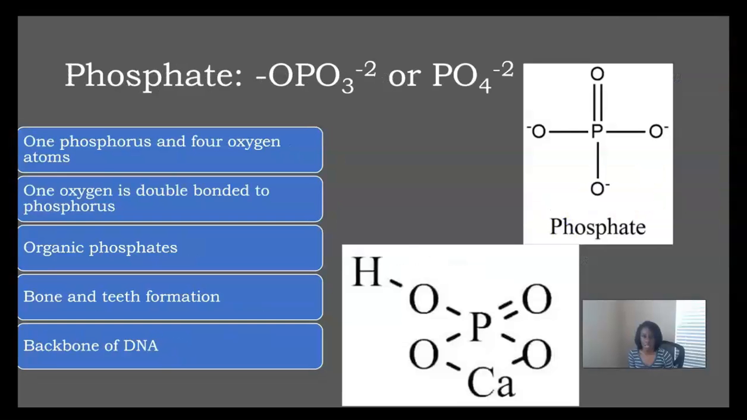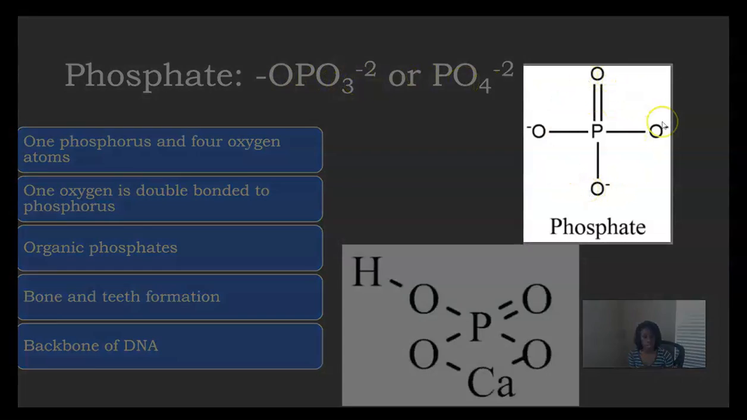Next is the phosphate group. This consists of one phosphorus atom and 4 oxygen atoms. Now this can be written as PO4 with a -2 charge, or more correctly as OPO3 with the -2. Now the way I have it written here first is technically more correct because it indicates that one oxygen is kind of separate from these 3 oxygens here, which is actually the case.